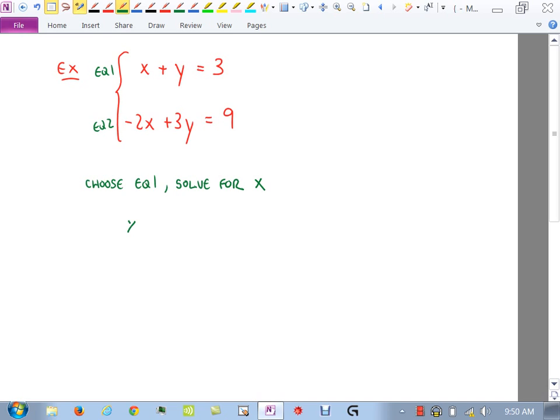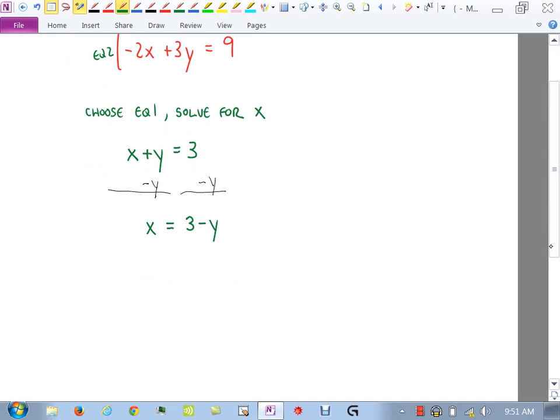So now I'm going to write down equation 1. And I'm going to solve for x. To solve for x means I need to subtract y on both sides. Right? And what I get is x equals what? 3 minus y, or you could say -y plus 3. Either way. I'm going to just say 3 minus y. And I'm going to box this because I'm going to come back to that later. That's the first step. Pick an equation, solve it for one of the variables.